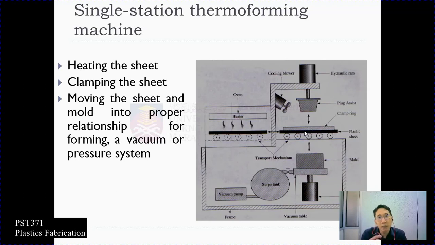Here's the illustration for single station thermoforming. So dekat mana dia akan ada heating the sheets, kat situ juga ada clamping the sheets and then moving the sheets to mold into a proper relationship for forming a vacuum or a pressure system. So dekat sini lah. So heat up, so dia bergerak, dia pergi ke satu, dia clamp, and then sama ada dia akan guna plug untuk push the pressure or vacuum lah untuk dapatkan shapes of the desired part.